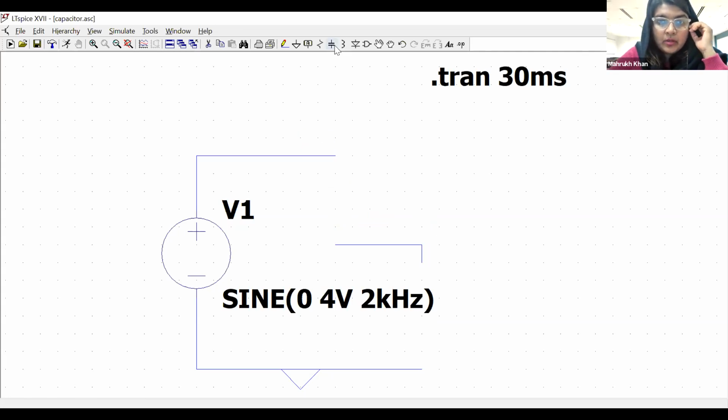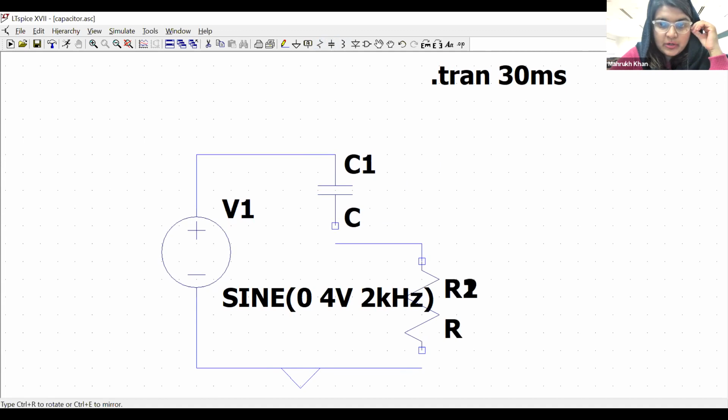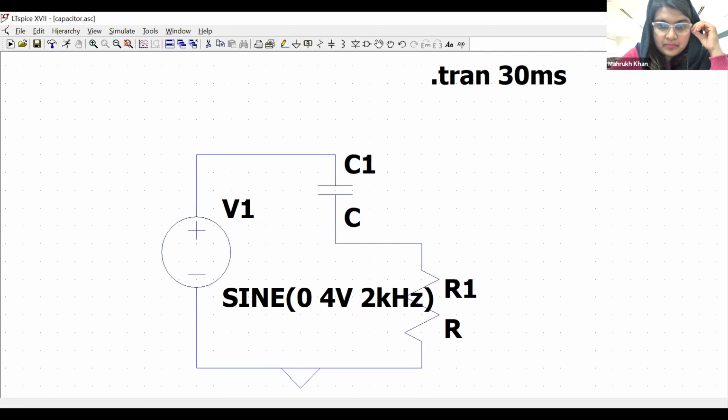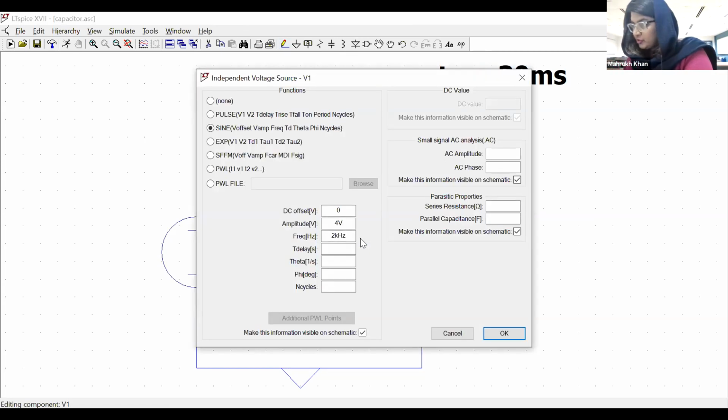Okay. So my capacitor should be here and my resistor should be here. And let's see. So they ask us to maintain 8 volt peak to peak at input voltage, right? So that's why I put it here 4 volts, and then we should start from which value? 0.1 kilohertz, I think. I need to just confirm.